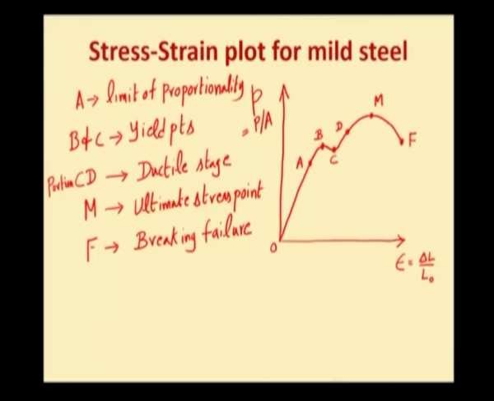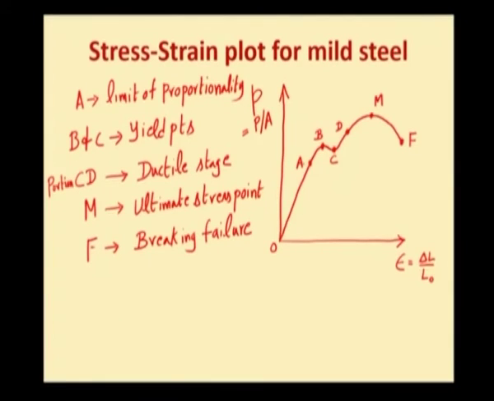Now, if you see the stress strain plot, initially in the portion OA, the relationship between stress and strain will be linear. So, OA will be a straight line. Point A is known as limit of proportionality. Elastic limit will be slightly above point A. But for most of the materials, elastic limit and limit of proportionality will coincide. So, elastic limit will be almost same as limit of proportionality. So, it will coincide with point A.